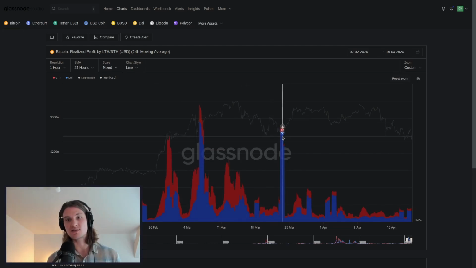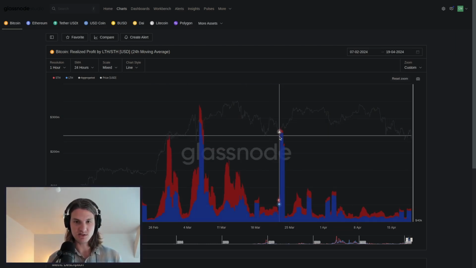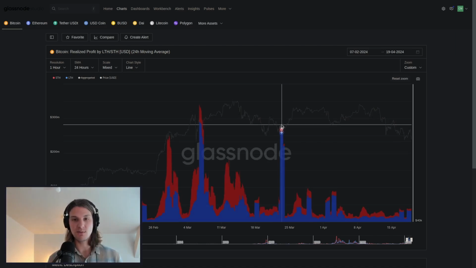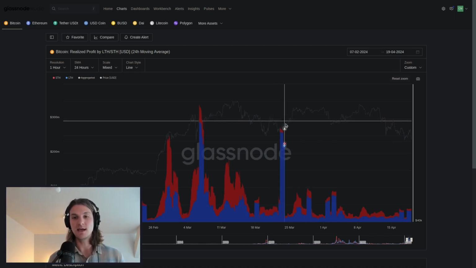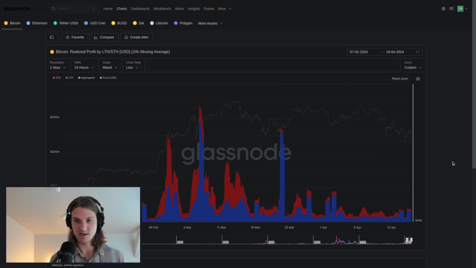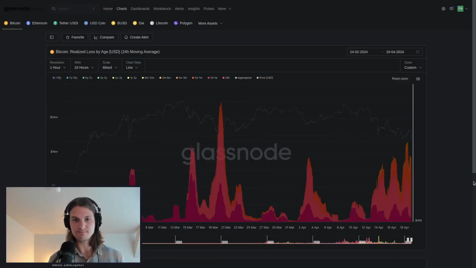You could argue that this could actually be more along the lines of panic profit taking. Market was selling off, a bunch of old coins came back to life thinking, whoop, it's over. And who knows, maybe it is over, but this is what we're looking for and we're not seeing it just yet. So lastly, let's move to the short-term holders.